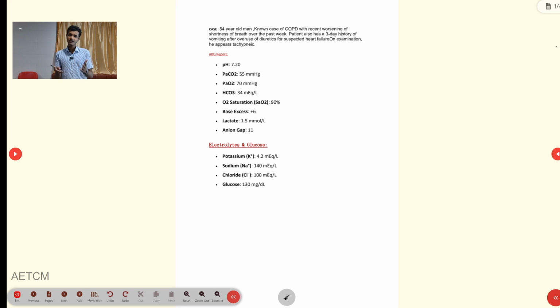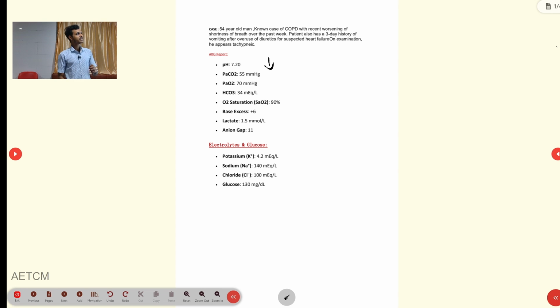There is a 54 year old male who presented to our ED with complaints of dyspnea. He has a background history of COPD, and he told us that for the past 3 days there has been worsening of the dyspnea. Okay, this is the ABG we got. pH of 7.20. So step 1, you have to see the pH and then the PCO2 level. The pH here is 7.20. What is it indicating? It is towards acidemia, the person is in acidemia. Normal is 7.35, so it is getting low.